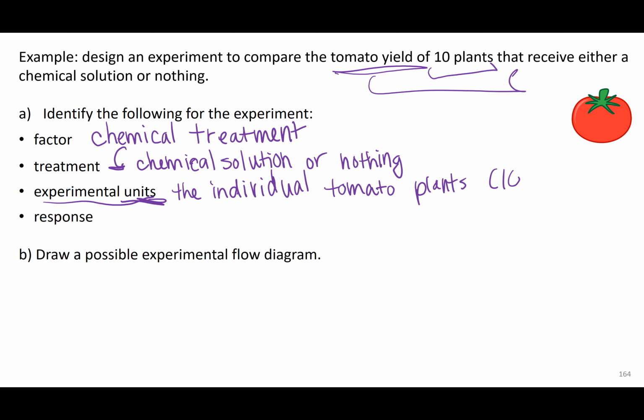And there are 10 of those. And the response, this is getting at, what did we collect from? So we have these tomato plants. They each got a treatment. You could even consider the lack of treatment a treatment. And then what did we collect? We collected the tomato yield of each plant. So that would be my response.